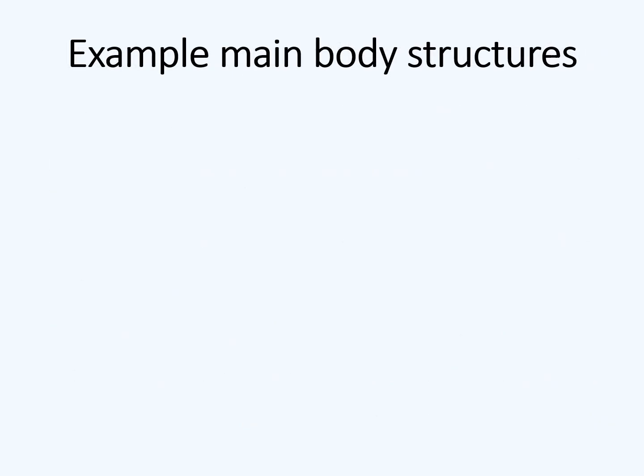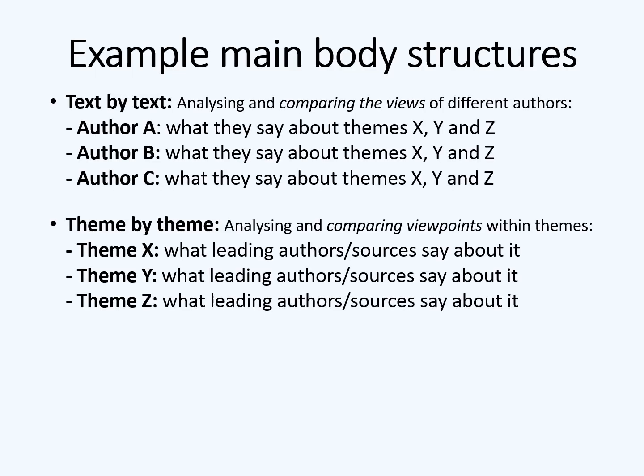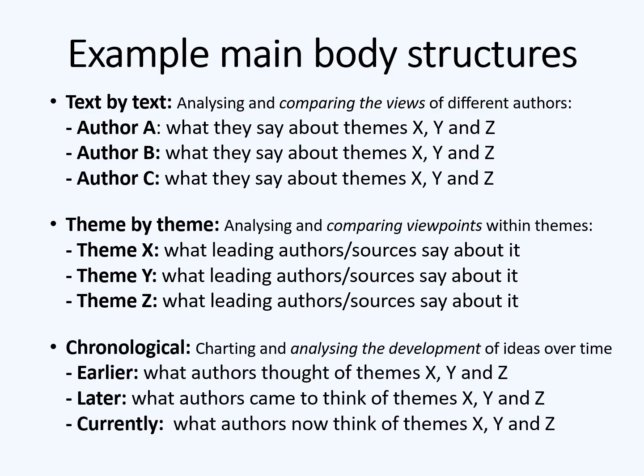Here is an example of how those three potential structures work: text by text, theme by theme, and chronological. Theme by theme is often chosen because the same structure can be mirrored in later sections of a dissertation, where you may also, for example, present findings theme by theme.